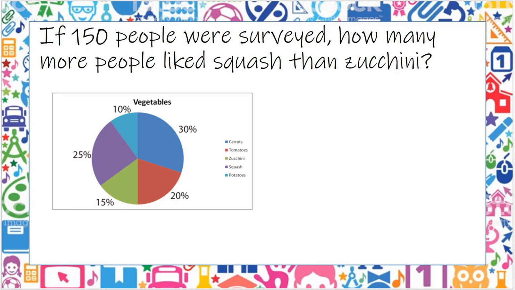If 150 people were surveyed, how many more people like squash than zucchini? So if 150 were surveyed, and purple is squash, that's 25%. So I'm going to multiply 150 by 25, and that's 37.5. Doesn't really make sense, but that's okay. Then we're going to see zucchini. And that was 15%. So we're going to multiply 150 times 15.